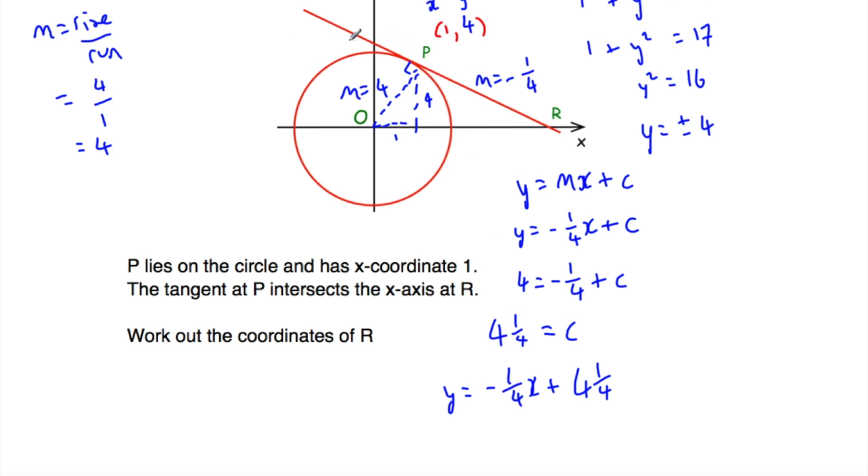Okay, so we now know the equation of the tangent. We want to find r, where that tangent crosses the x-axis. So to find where this straight line crosses the x-axis, we know that its height is equal to 0.